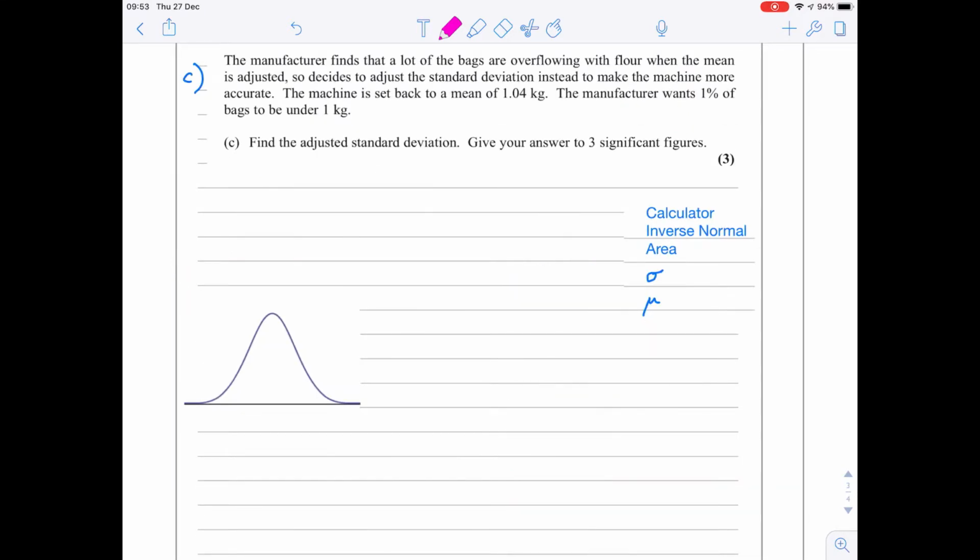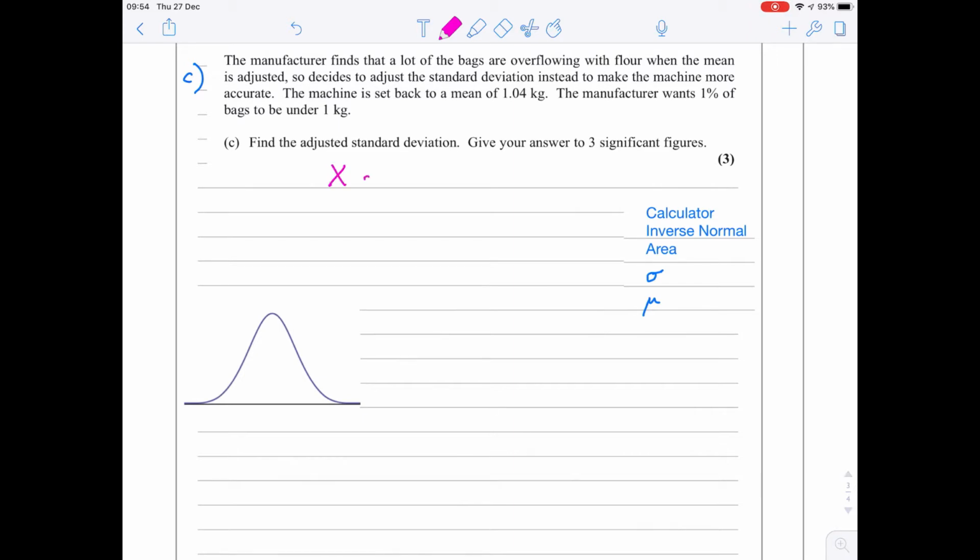Part C. The manufacturer finds that a lot of the bags are overflowing with flour when the mean is adjusted, so decides to adjust the standard deviation instead to make the machine more accurate. The machine is set back to a mean of 1.04 kilograms. The manufacturer wants 1% of bags to be under 1 kilogram. Find the adjusted standard deviation. Give your answer to 3 significant figures.